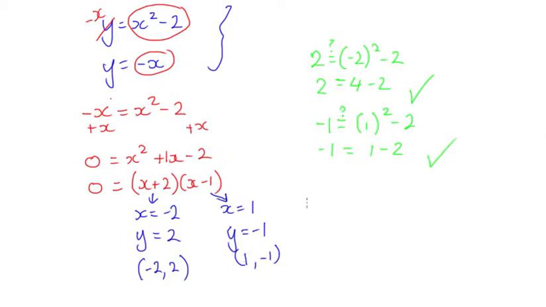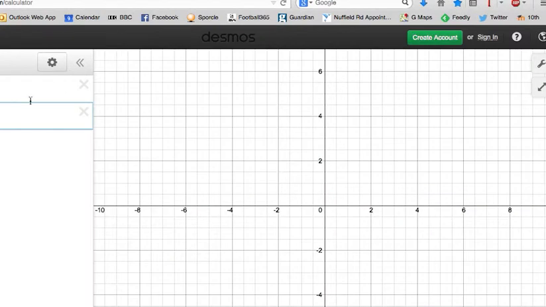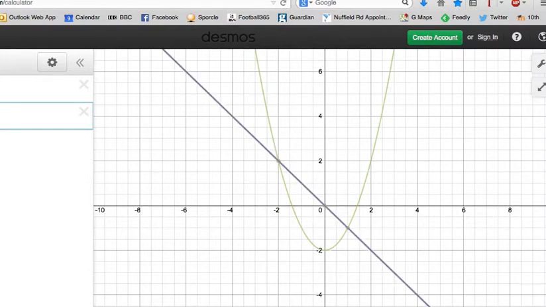Now let's just really quickly check graphically that we're right, or at least see what this looks like graphically. So if I go to Desmos and I draw in x squared minus 2, that's this graph right here. This curve is x squared minus 2. This curve is negative x, i.e. y is negative x. And so if I look here, we can find the coordinates that we found. Negative 2, 2, and 1, negative 1 are the intersections, i.e. the solutions. So we know we're good.